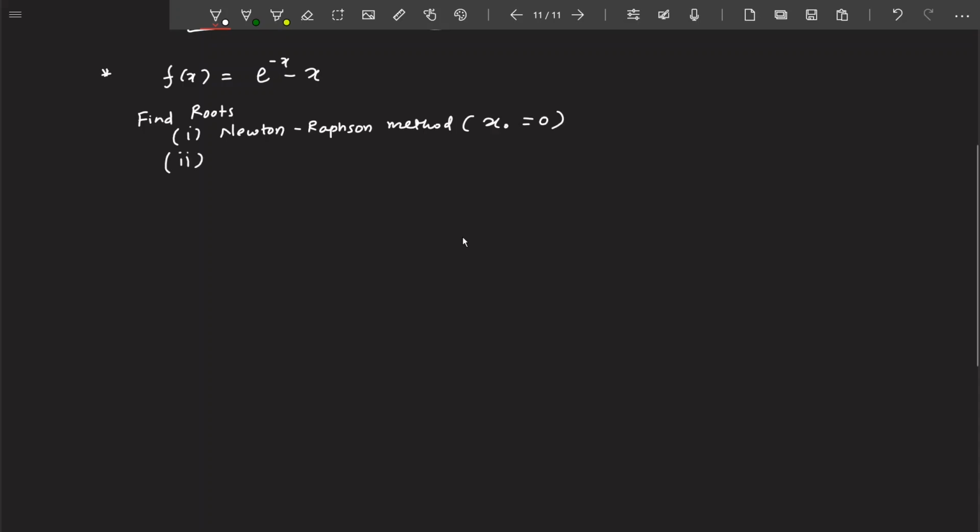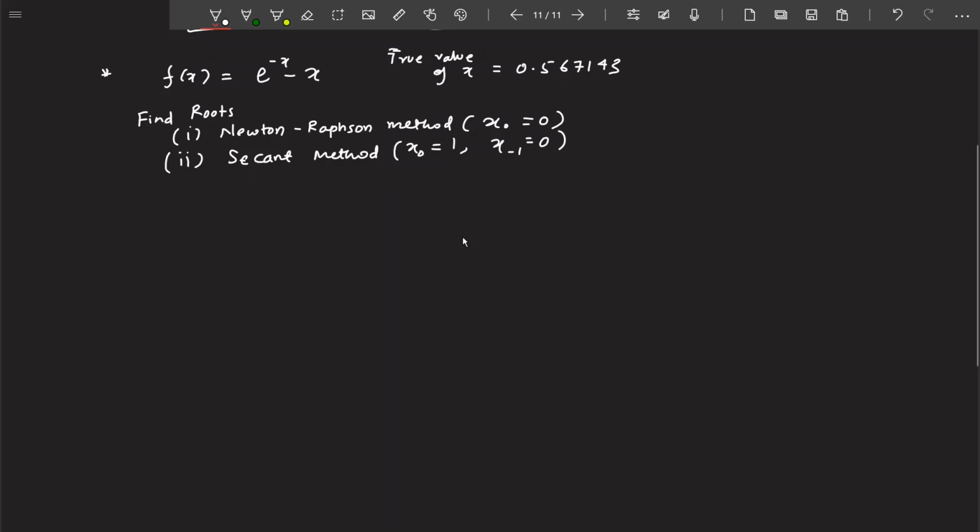And you have to solve the same problem with the secant method. The starting values they have given are x_{-1} = 0 and x_0 = 1. These are the starting values. Also, they have given us the true value, the actual value of the root, which is 0.56714.